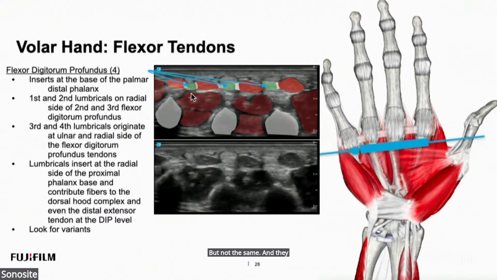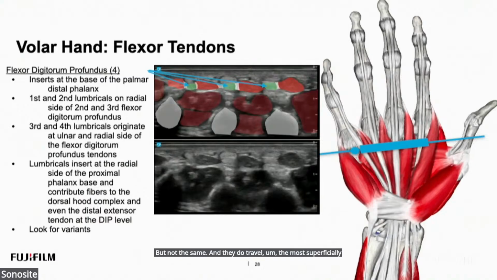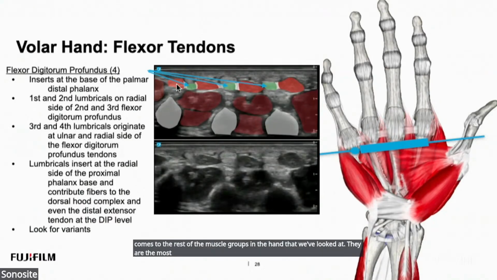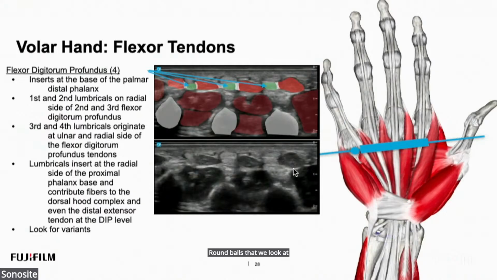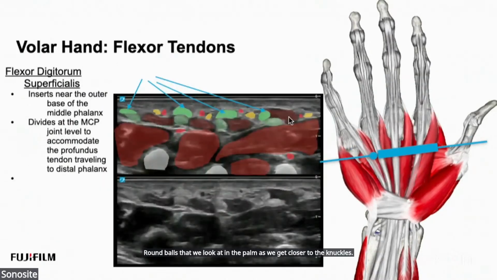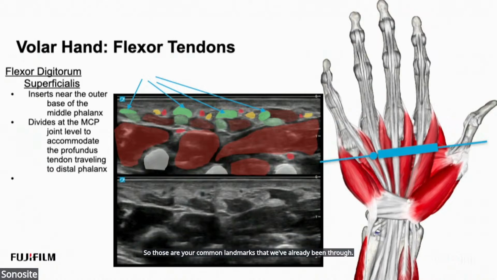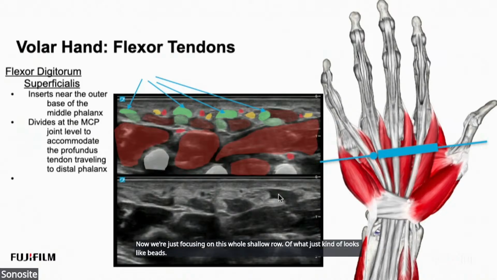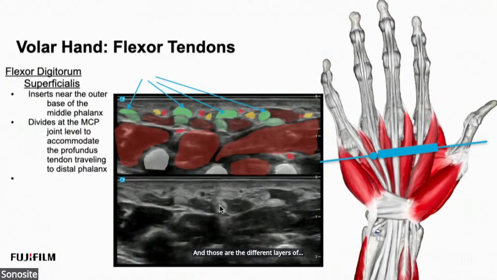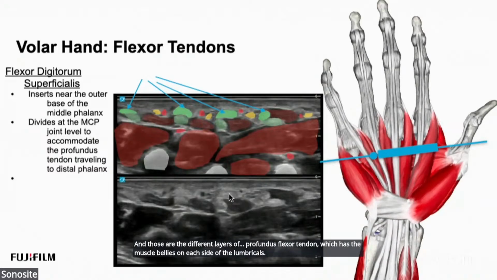And they do travel the most superficially when it comes to the rest of the muscle groups in the hand that we've looked at. They're the most superficial round balls that we look at in the palm as we get closer to the knuckles. Superficialis layer. So there's two tendon heads if you're scanning the palm. You should already be familiar with the metacarpals, the interossei, and the adductor. Those are your common landmarks that we've already been through. Now we're just focusing on this whole shallow row of what looks like beads. And those are the different layers of profundus flexor tendon, which has the muscle bellies on each side of the lumbricals. And then we have superficialis.